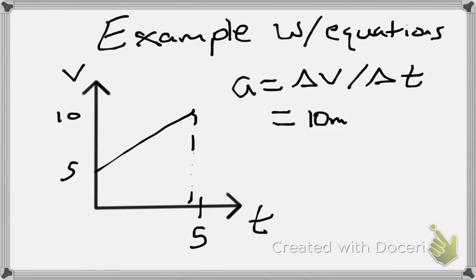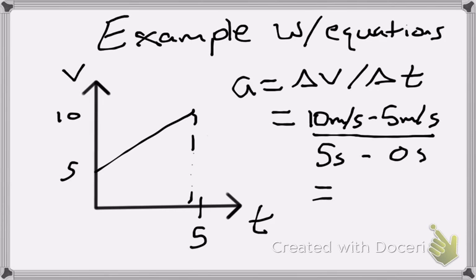Find the slope. So our slope is just going to be our 10 minus 5 divided by 5 minus 0. Just taking the 2 points right there and right there to find our slope. And we get this, 1 meter per second per second. So every second it increases 1 meter per second.